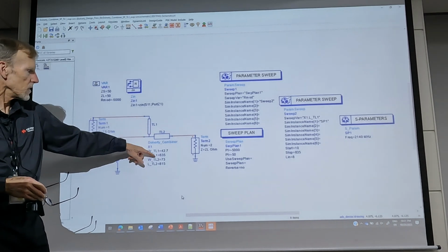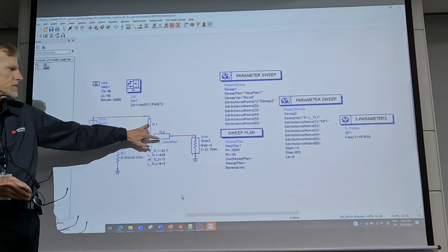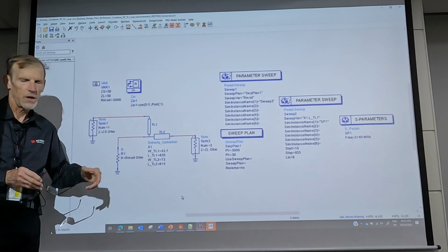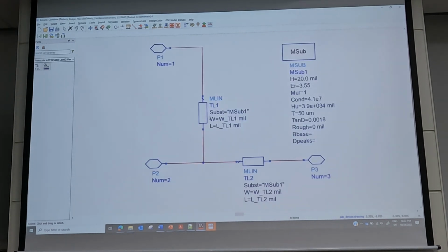And then when you're running these simulations, you can make these elements more physical rather than just ideal transmission lines. Depending on how you're going to physically implement the design, you can use models that are more realistic. These are still very ideal transmission lines, so ultimately you'd want to use EM simulation here.